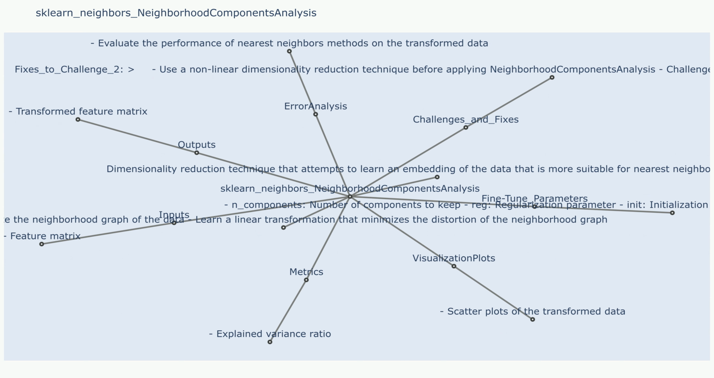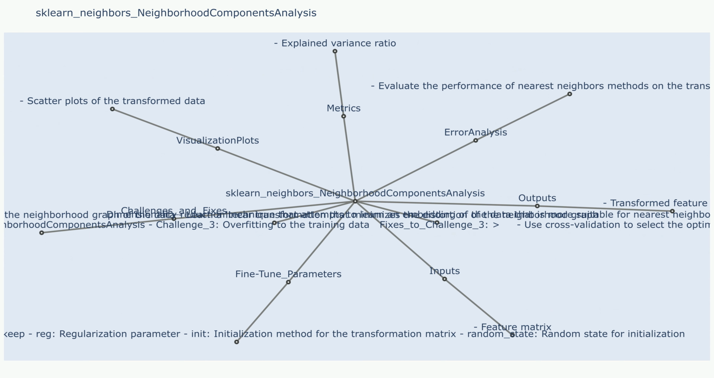Visualization: use scatter plots or other visualizations to inspect the data in the projected space and identify an appropriate value for n_components that preserves the essential structure of the data. Challenge 3: the choice of the metric used to measure distances between data points can significantly impact the results. Sample use case that resulted in challenge 3: choosing an inappropriate metric might lead to poor neighborhood preservation in the projected space.